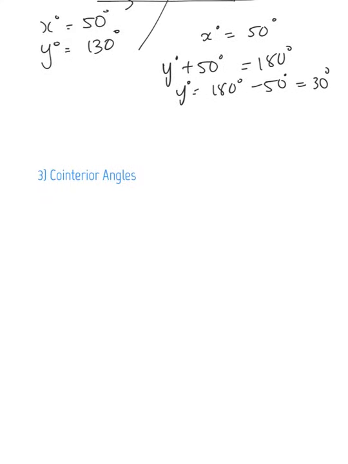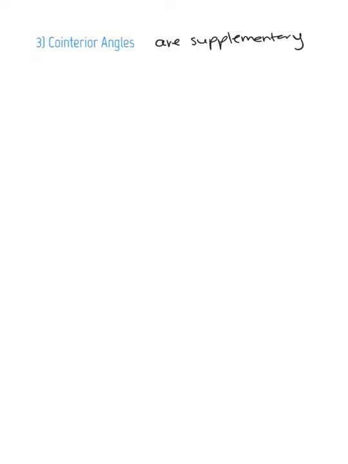All right, the last type of angle we'll have a look at today is called the co-interior angles. And as the name implies, we're looking at the inside of the angle. So co-interior angles are supplementary angles, so they sum to 180 degrees.